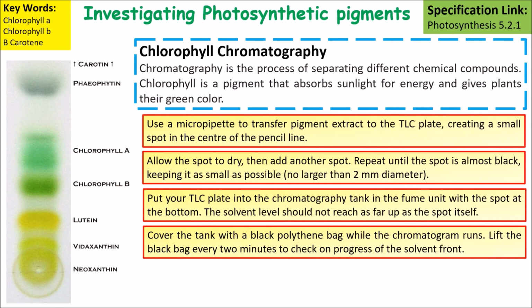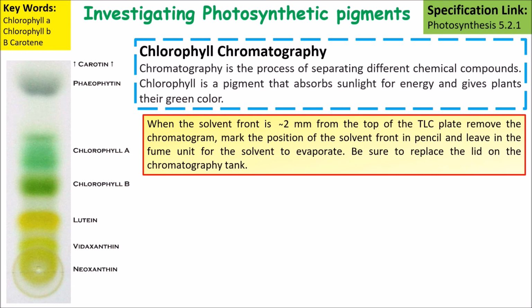Lift the bag up every 2 minutes just to check that the solvent front hasn't gone too far up the paper, because you don't want it going off the end. When the solvent front is about 2 millimetres from the top of the plate, remove the chromatogram and mark the position of the solvent front using the pencil.